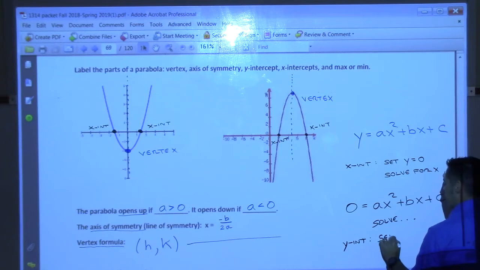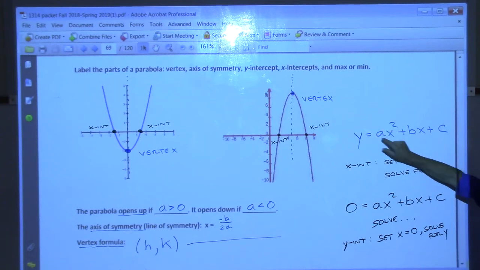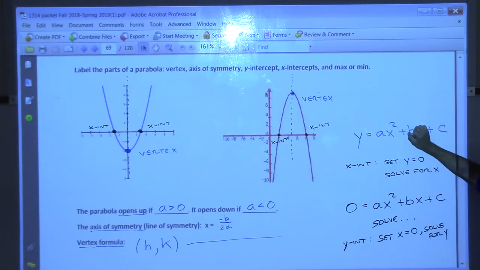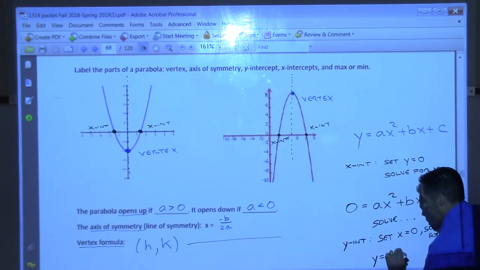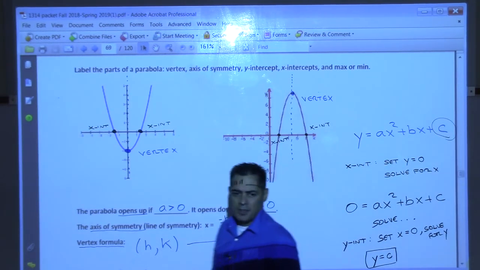Set x to 0. But watch what happens when you set x to 0. Set x to 0, solve for y. This is actually pretty nice what's about to happen. If I set x equal to 0 here, what happens? If that's 0, that's gone. If that's 0, that's gone. And all you get is what? Y is equal to c.